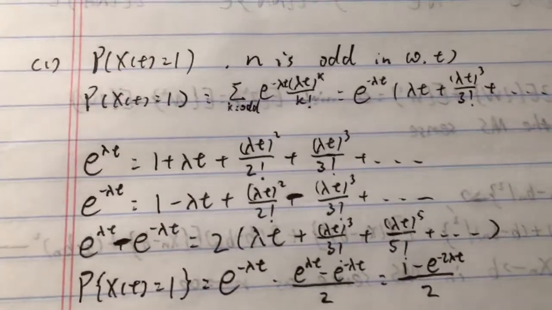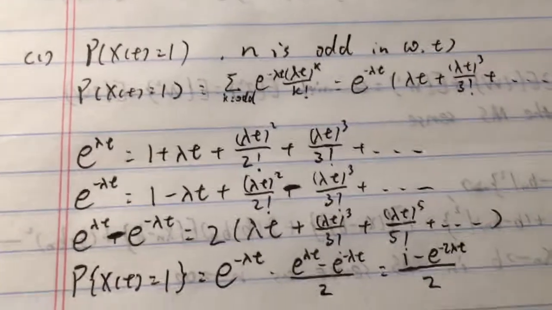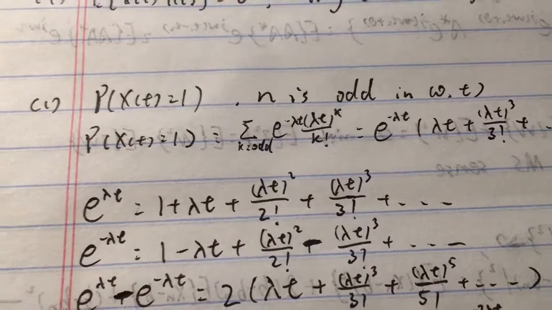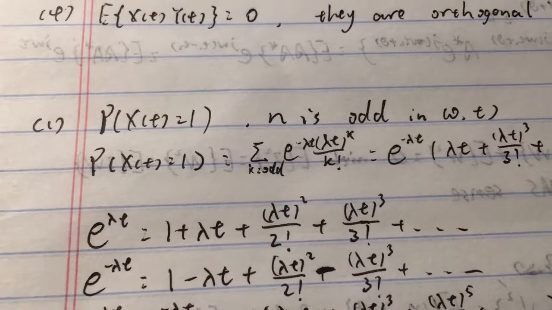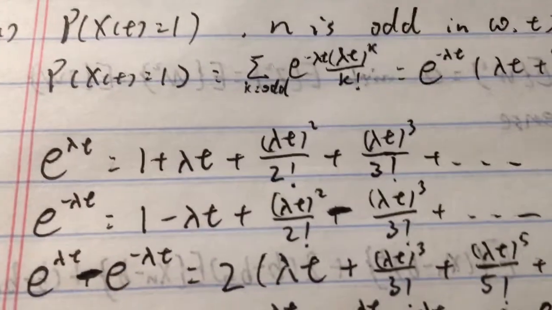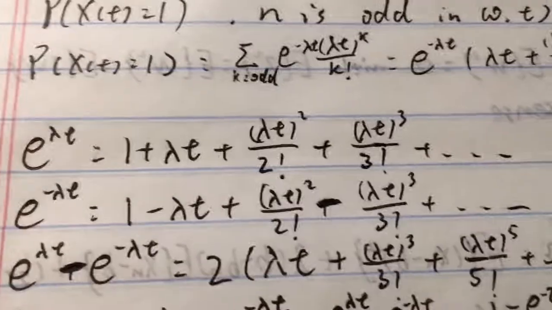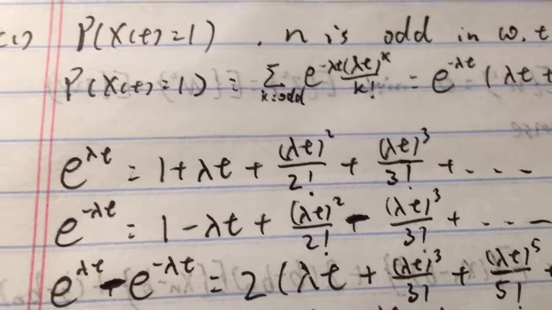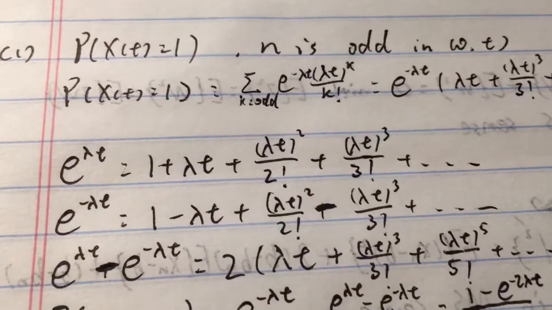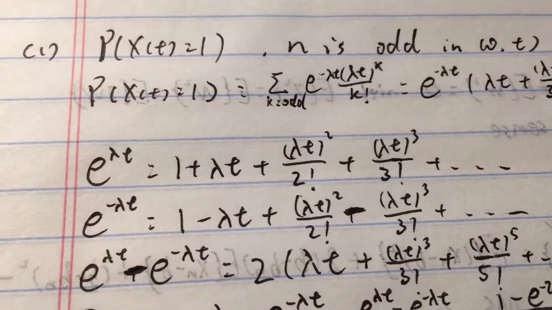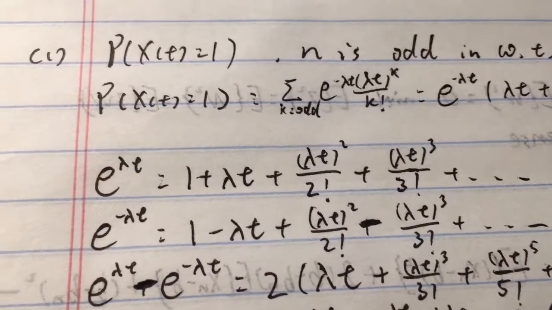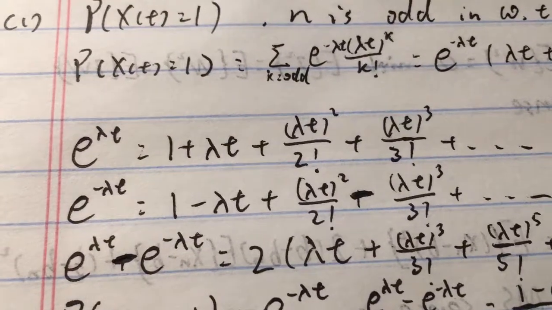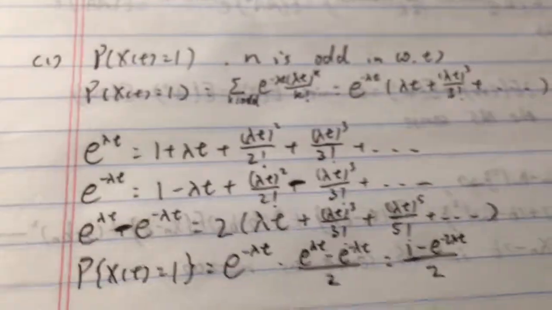Now we're in problem 2 of homework 8. This problem is about the Poisson process, and we have all the definitions of the Poisson process, so we don't need to explain too much about it. This question defines a new stochastic process as X(t) equals positive 1 if N is odd in 0 to t, and equal to negative 1 if N is even in 0 to t.